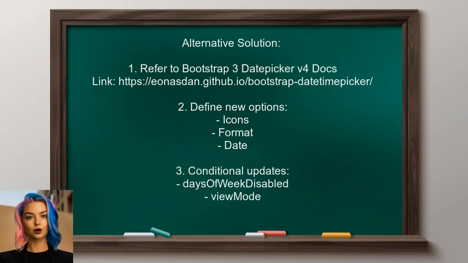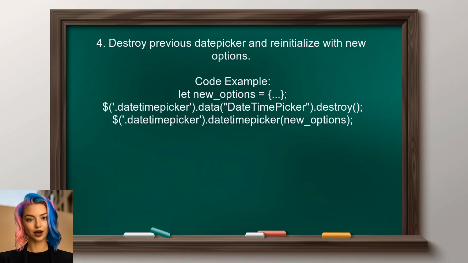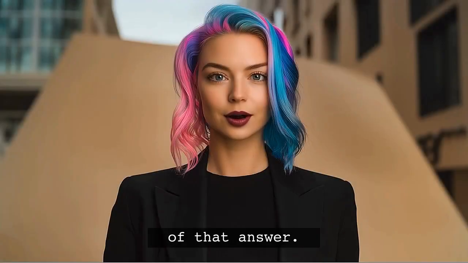An alternative approach shared by another user involves using the Bootstrap 3 date picker version 4 documentation for guidance. They suggest defining new options, including icons and date formats, and conditionally updating properties like days of the week disabled and view mode. That's the end of that answer.